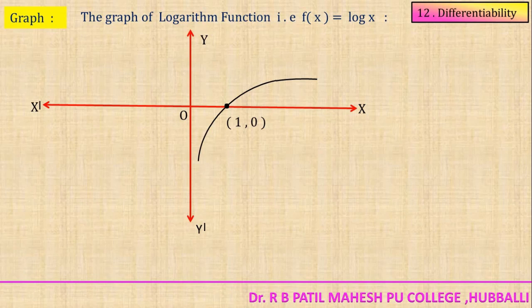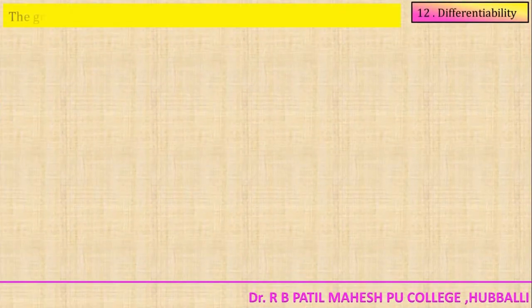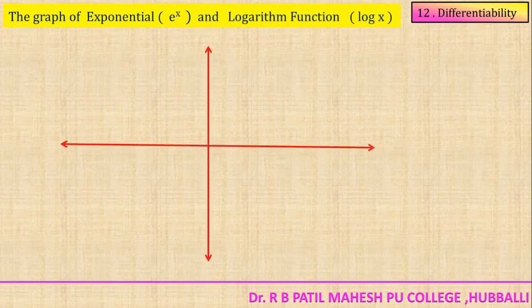Let me discuss both functions' graphs, that is, the graph of the exponential function and the logarithmic function. Let me draw the coordinate axis, and a point is selected, (1, 0), on the x-axis. Then this is the graph of the log x function.